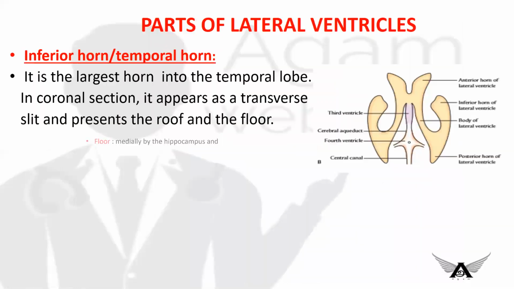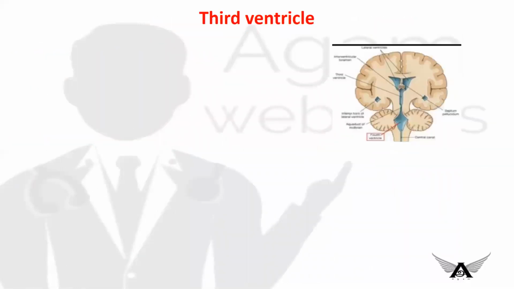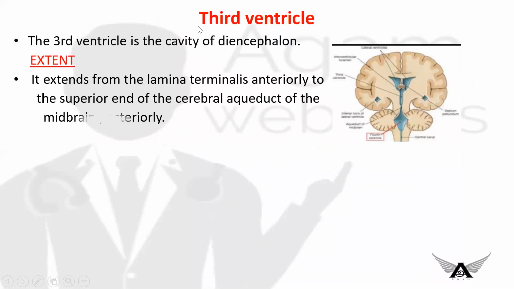Now we will move to the third ventricle, which is the next ventricle. The third ventricle is a narrow slit-like cavity in the diencephalon. So I think the picture is not so clear. This is the third ventricle. It's a narrow slit, a channel-like thing. It extends from the lamina terminalis anteriorly to the superior end of the cerebral aqueduct of the midbrain posteriorly.